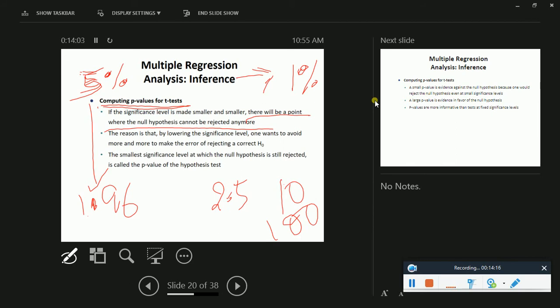Okay, so the smallest significance level at which the null hypothesis is still rejected is called the p-value of the hypothesis test. Okay, this is the critical thing. So they will give you a p-value. The lower the significance level, the lower would be your p-value. Alright, so for a significance level of 1%, maybe the p-value would be like 0.01.